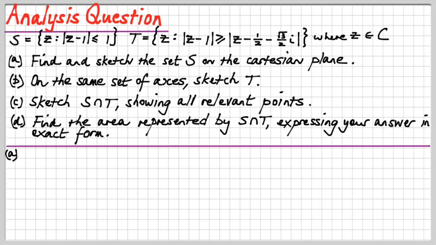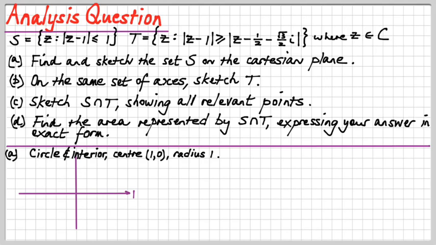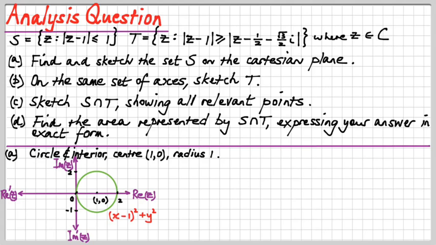All right, you're back. Right, A for us today. That's an easy one, right? That's going to be the inside of a circle, including the circle itself. Circle and interior. Centre is going to be 1 and 0, yes, and the radius is going to be 1. So we have to find and sketch the set S on the Cartesian plane. There it is. Now it's the inside of that circle, isn't it? And the circle itself. Yeah, that's right. That's what it is. Okay? Good. You agree with me?